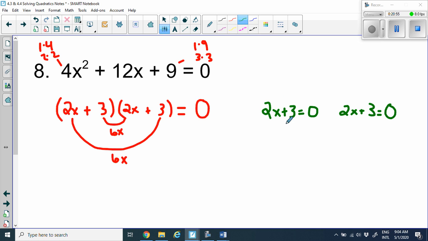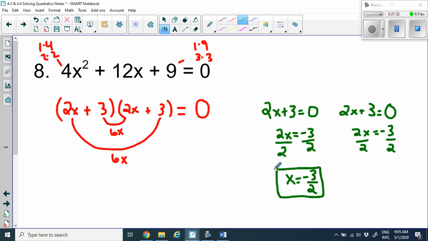Okay. So the first thing is I'm going to subtract 3 from both sides. So now I get 2x equals negative 3. Now I'm going to divide both sides by 2. So my solutions, roots or zeros, is going to be x equals negative 3 halves. Or if you want to, you can write that as a decimal as well. That would be negative 1.5.